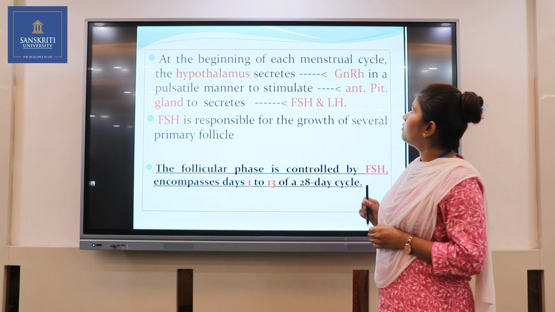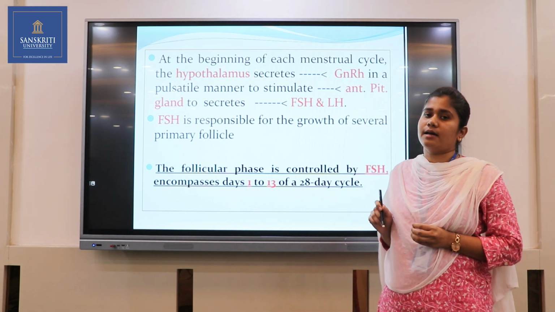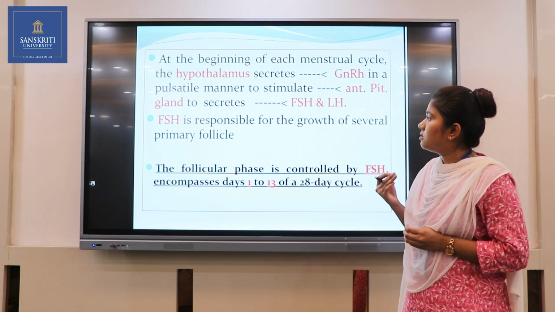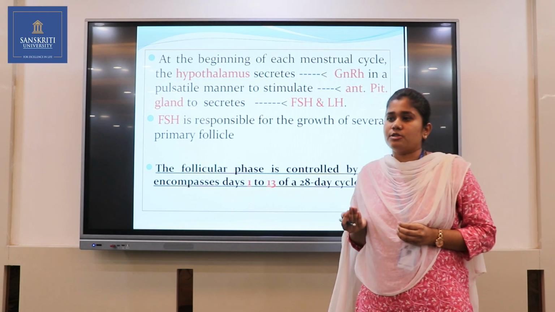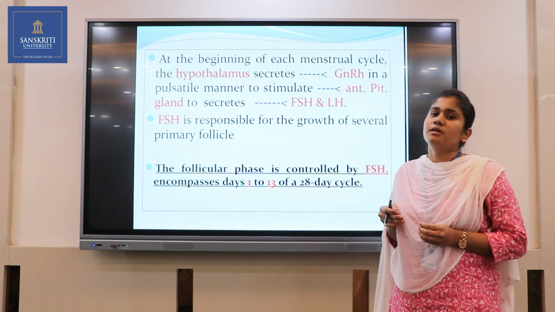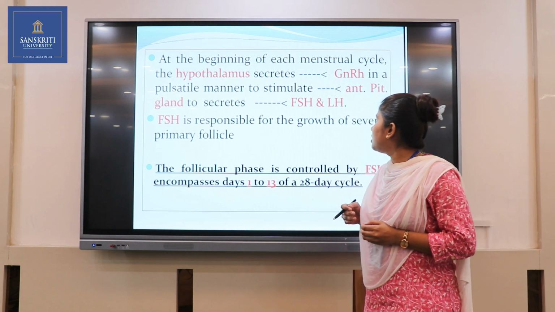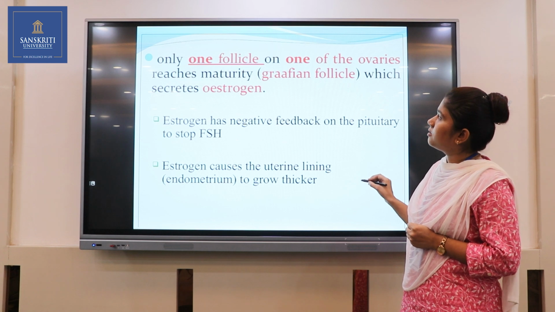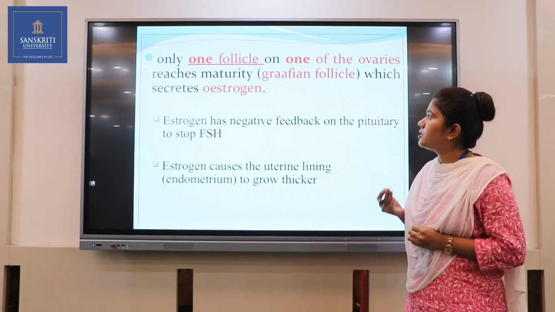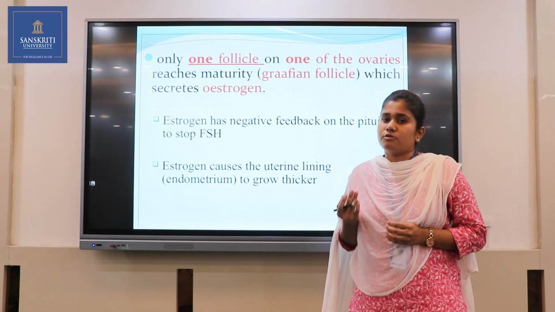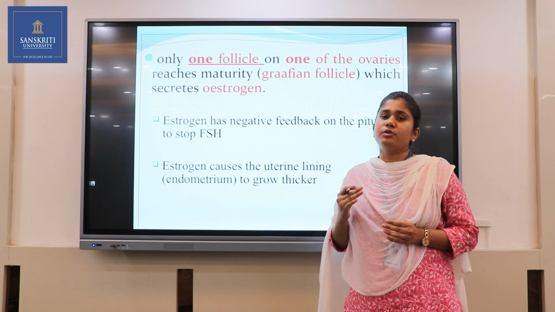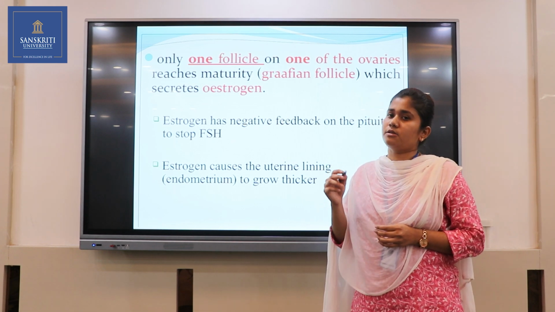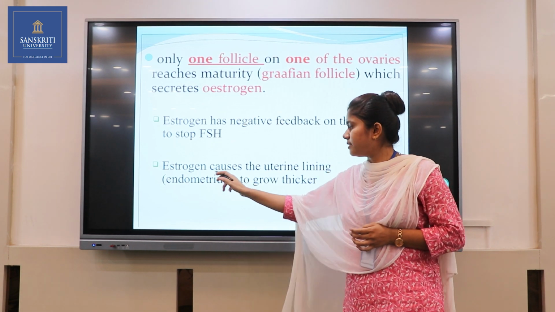Next, at the beginning of each menstrual cycle, the hypothalamus secretes GnRH, that is gonadotropin releasing hormone, in a pulsatile manner to stimulate the anterior pituitary. So it secretes FSH and LH hormones. FSH means follicular stimulating hormone, and LH means luteinizing hormone. FSH is responsible for the growth of several primary follicles. Then only one follicle in one of the ovaries reaches maturity, the Graafian follicle, which secretes estrogen. Then estrogen has a negative feedback on the pituitary to stop FSH. Estrogen causes the uterine lining, the endometrium, to grow thicker. What is the hormone? Estrogen hormone.